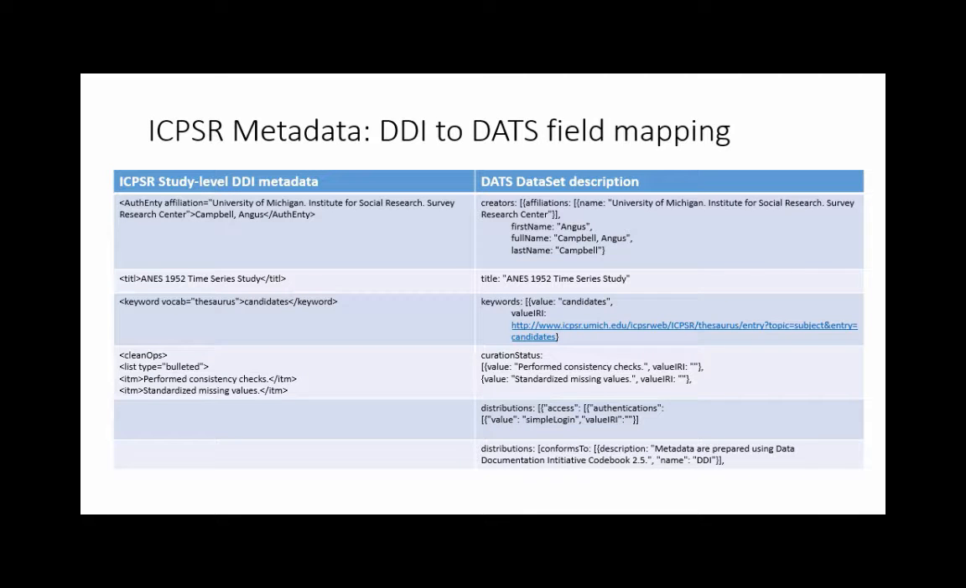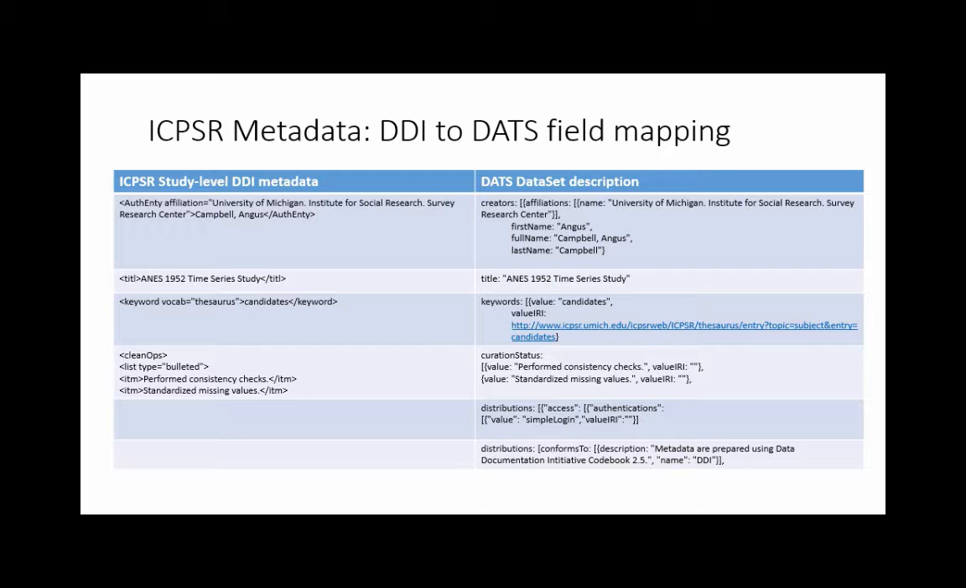So for us, we went into this metadata mapping exercise starting with DDI. It's the Data Documentation Initiative. All of our studies are described using DDI. And we started there, and we're able to map directly from the study level DDI metadata into existing DATS dataset description elements. And you can see here a number of them are shown, also creator, title, keywords.